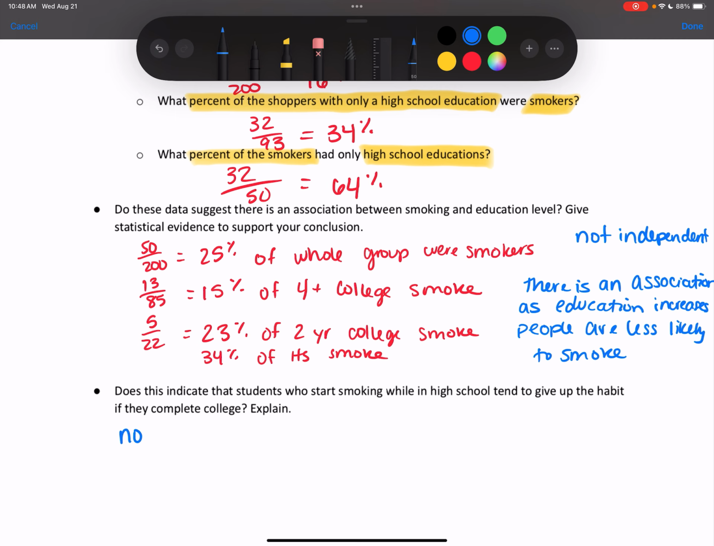This is not trends over time. They didn't ask, did you smoke in high school? Okay, well, what about when you did 2 years? What about when you did 4 years? They only asked people that had completed whatever they were doing. So this data does not tell us about trends over time.